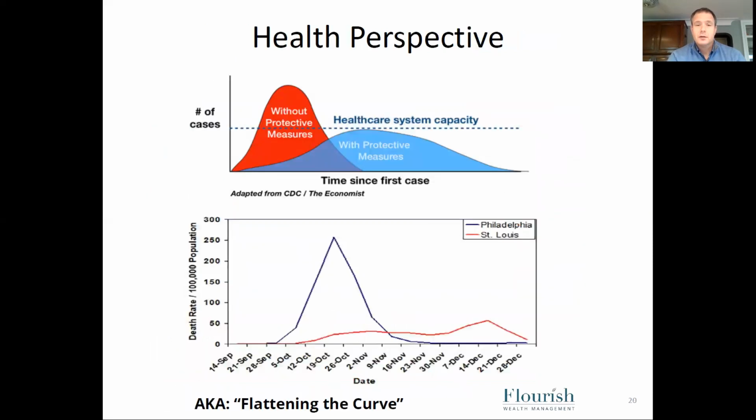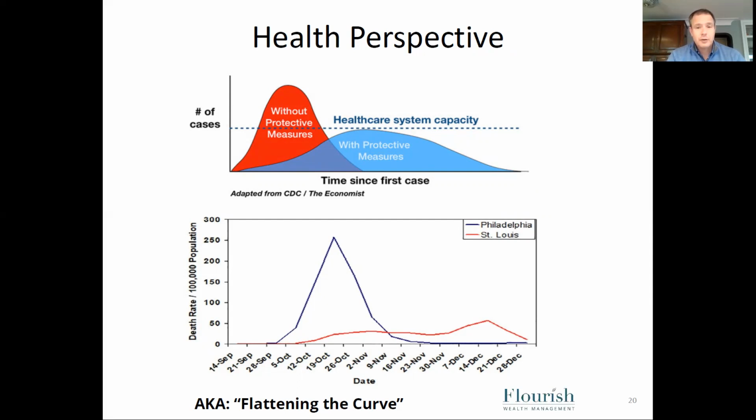Another key component is to understand the health perspective. So at the bottom, I put this is also known as flattening the curve. The chart at the top is basically a chart that was put out looking specifically at what happens with the coronavirus. If no protective measures are being taken, we see a lot of cases and a lot of deaths happen in a short time period, versus protective measures flatten out that curve, helping avoid the situation where the healthcare system is overrun and helping limit the number of deaths.